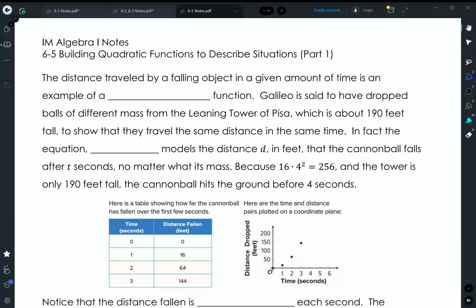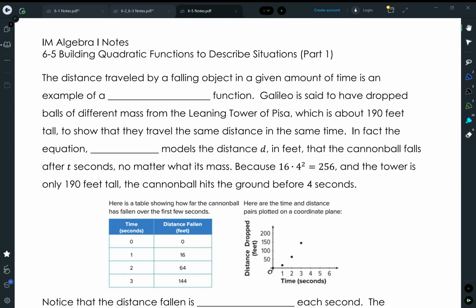We are building quadratic functions to describe situations. So we've looked a little bit at quadratic functions this chapter, right? It's a pretty short chapter so far. But we've looked at different number patterns and ways to build them and how they show up. And now we're going to look at real life situations where quadratics happen, just like we did for exponential functions and linear functions. So in your activity today, you did some stuff with this formula, and that's what our notes are about right now.